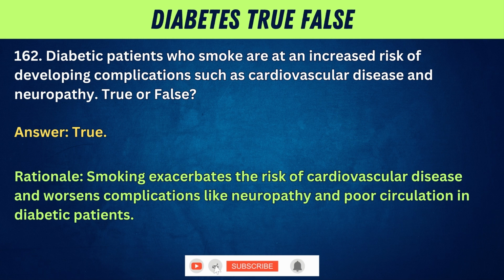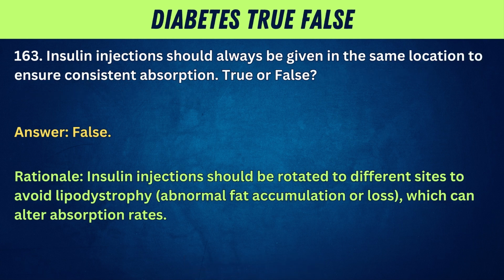Rationale: smoking exacerbates the risk of cardiovascular disease and worsens complications like neuropathy and poor circulation in diabetic patients. 163. Insulin injections should always be given in the same location to ensure consistent absorption. True or false? Answer: false.